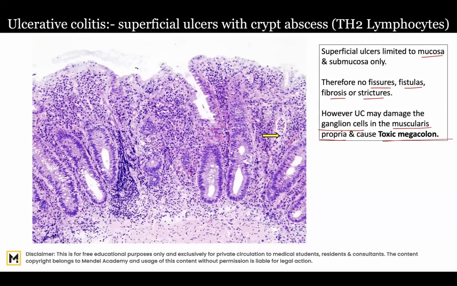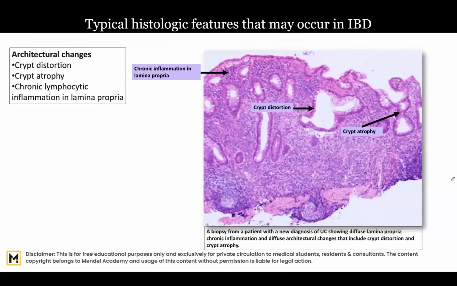You can see a good crypt abscess here. See this. You can see it's filled with neutrophils. Now, continuing with this again, you can see that this time we are talking of lymphocytic infiltration. The last time we saw lymphoplasmacytic, mostly plasma cells was what interested us. But here you can also see the distortion of the crypts. You can see that there is shortening of the crypts, again, another case of crypt atrophy.